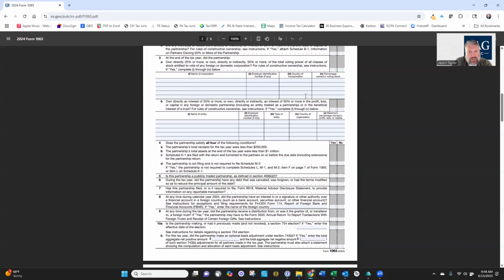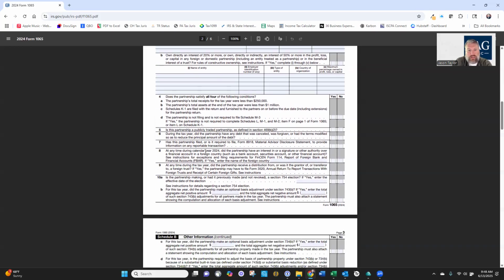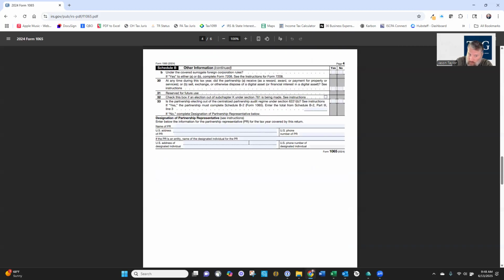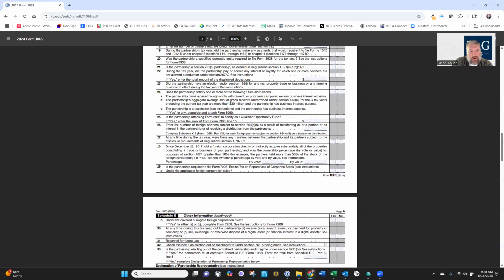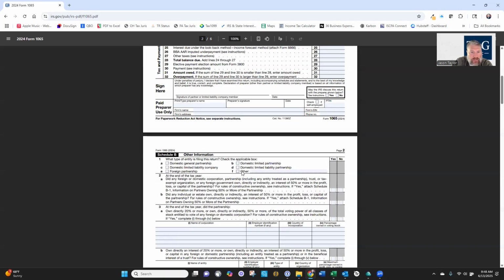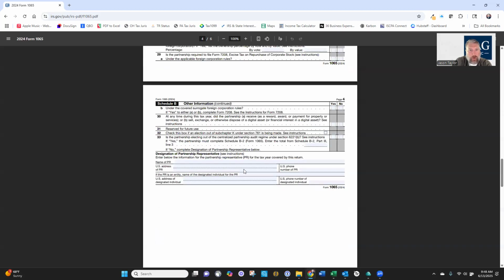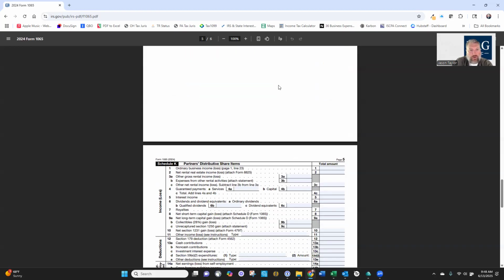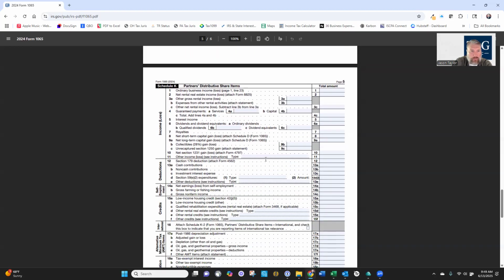What kind of partnership is this? Do you meet certain limits, or do you have certain requirements that would justify or require additional schedules to be attached? You have about two and a half pages of just information, FYIs for the IRS, that might have additional requirements to be reported and included on the tax return.